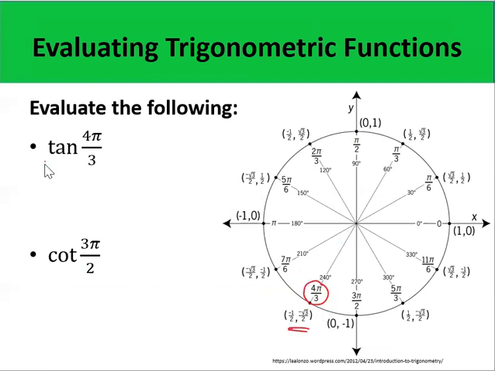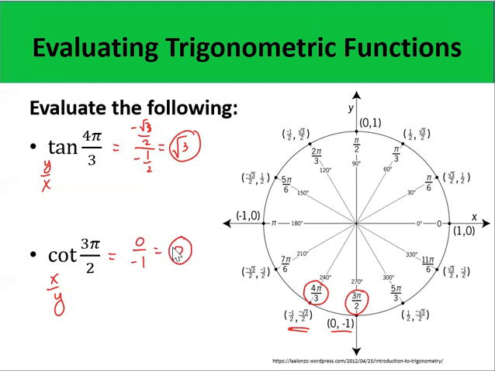So tangent is defined as y over x. So this is going to be the y coordinate, which is negative square root of 3 over 2, over the x coordinate, which is negative 1/2. So this is going to be positive square root of 3. Now for cotangent of 3 pi over 2, this one is an axis angle and its terminal point is 0 comma negative 1. Cotangent is defined as x over y. So that's going to be x equals 0 over y is negative 1, which is 0.